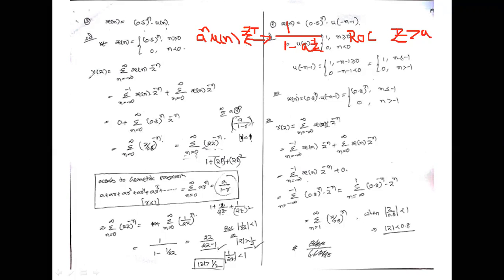You have to substitute the given x[n] in the definition of the z transform. Then you can simplify and finally show the answer. Got it, my dear students?